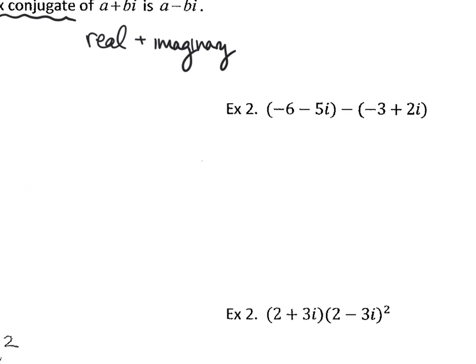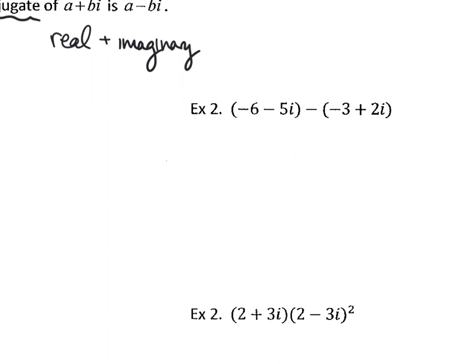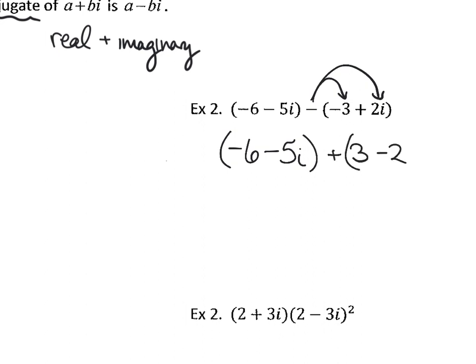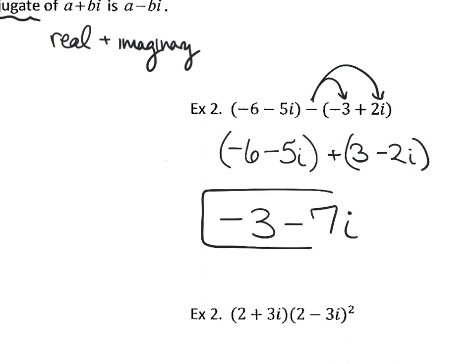I like to actually do the distribution first because I lose negative signs like nobody's business. So I'm going to distribute and then I'm going to combine like terms. So I'd have negative 6 minus 5i plus 3 minus 2i. And now it's just like the first problem. You put the reals with the reals, the imaginaries with the imaginaries. This would be negative 3 minus 7i. Are we okay? That one, whew, you're like, finally, something easy.